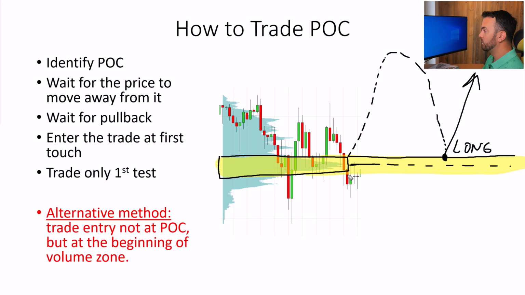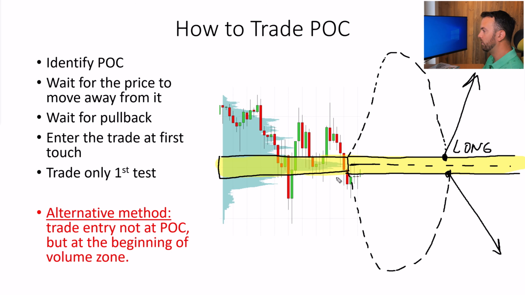Short trade scenario would be if the price went down from that point of control, made a pullback, then the short would be from here, from the lower border of that heavy volume zone, right? So that would be the short.